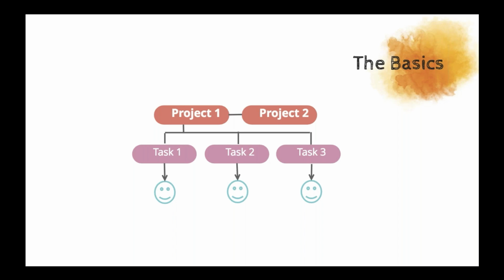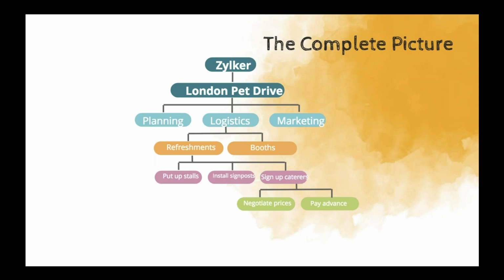Now, projects, tasks, and users may be all that you need to begin with, but as your organization grows and you start working on more complex projects, you would need a more advanced system to track your work. Zoho Projects has an elaborate hierarchy to handle this. And in order to illustrate this, we're going to consider a pet expo project that is taken on by the company Zilka. So once you've set up your Zoho Projects account, you create a project.